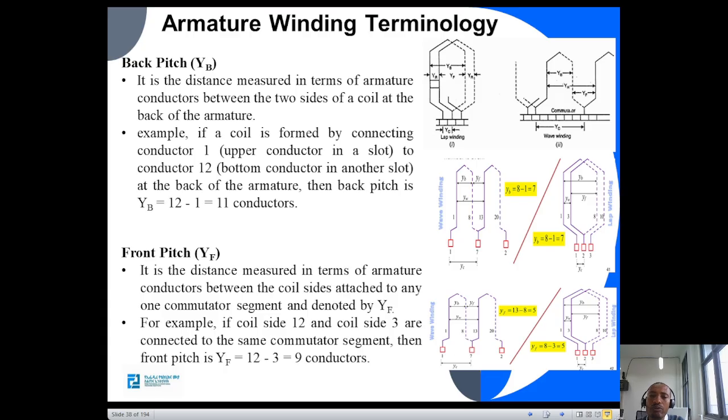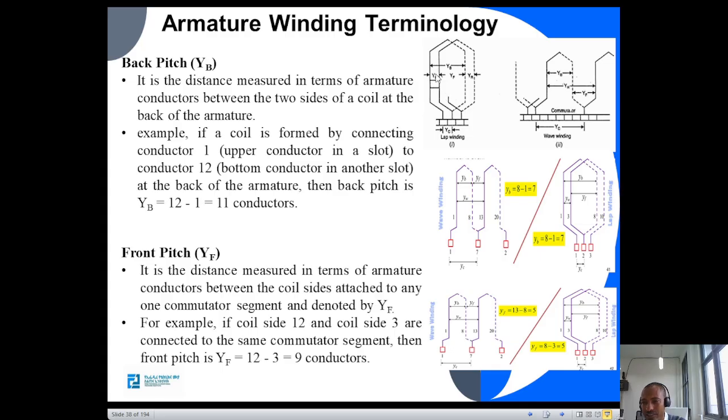Now we'll continue. The other important term in armature winding is back pitch. Back pitch is the distance, measured in terms of armature conductors, between the two sides of the coil at the back of the armature.